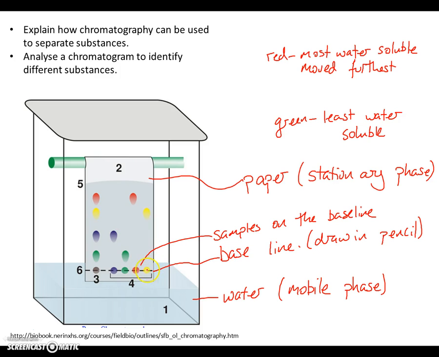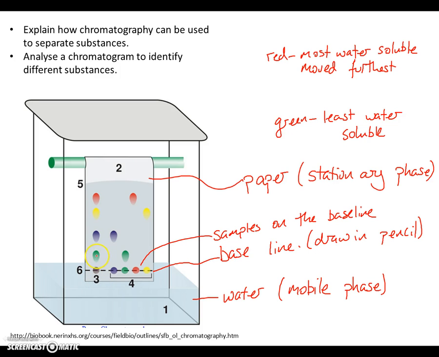So pure samples, pure substances will give just one spot on the chromatogram. If you've got a mixture like number 3 here, and it's a mixture of the green and the blue and the yellow and the red, then you will get as many spots as there were substances in the original mixture.